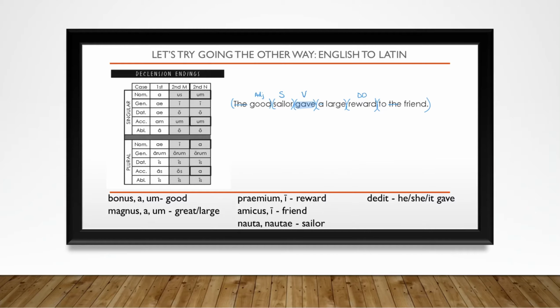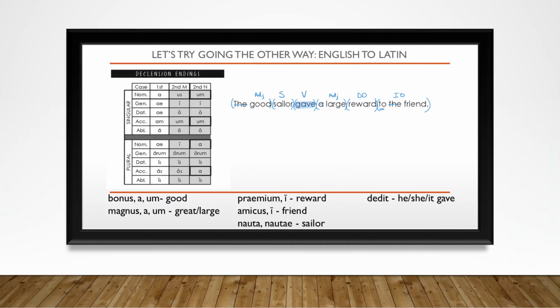And then we also have an indirect object. Remember, even though to might be considered a prepositional phrase in English, when we want to encrypt it into our code, we use to or for and put that in the dative, so that's indirect object. And last thing we didn't mark was large, that is also modifying reward.